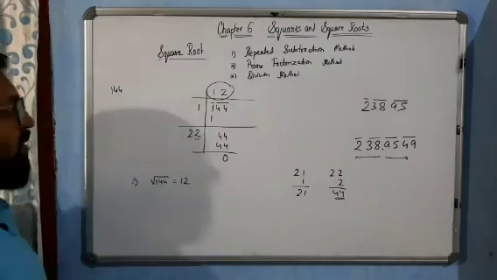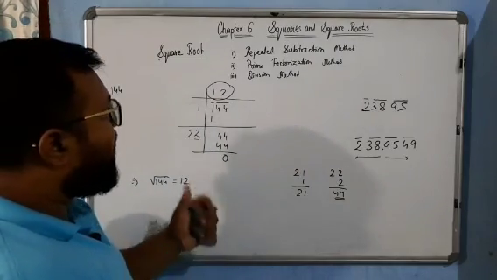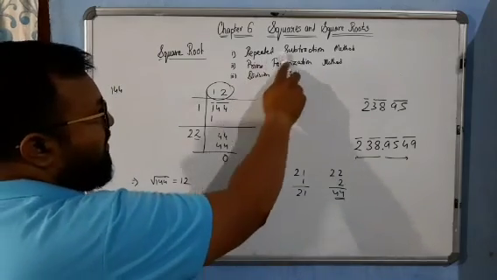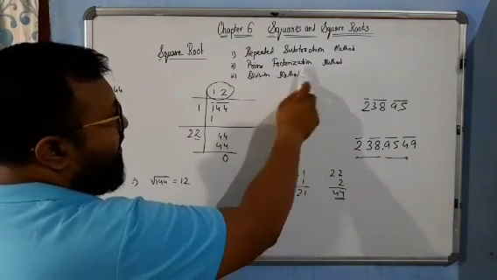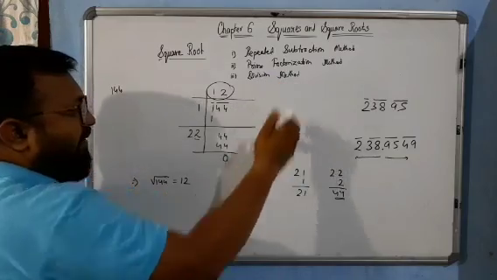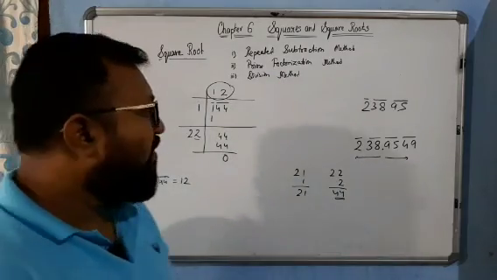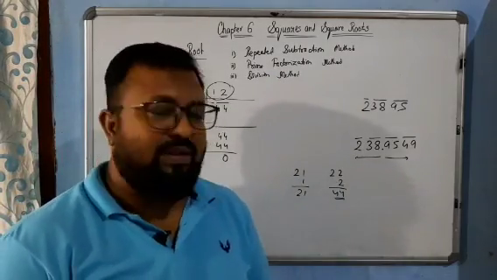It's very simple. So we have finished all 3 methods. First we did the repeated subtraction method, then the prime factorization method, and the division method lastly. So I hope you have understood all 3 methods very nicely.